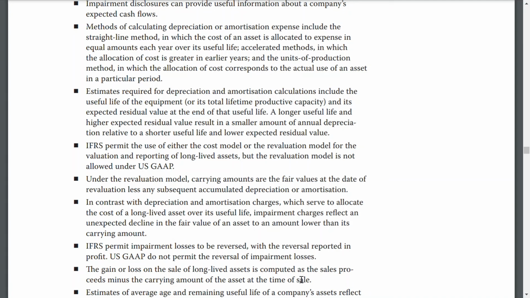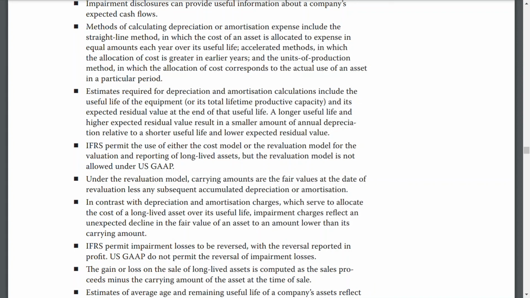amortization expense include the straight line method, in which the cost of an asset is allocated to expense in equal amounts each year over the useful life; the accelerated method, in which the allocation is greater in earlier years; and the unit of production method, in which the allocation corresponds to the actual use of an asset in a particular period. Estimates required for depreciation and amortization calculations include the useful life of equipment and its expected residual value at the end of its useful life.